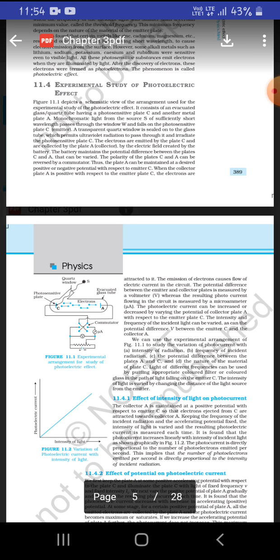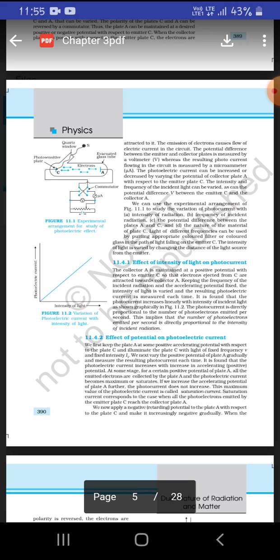The experiment happens here, and we can see the experimental arrangement in figure 11.11. So we can study the variation of photocurrent with the intensity of radiation, with the frequency of the incident ray, with the potential difference between the plates A and C, and with the nature of the material of plate C. By this we can see the differences.